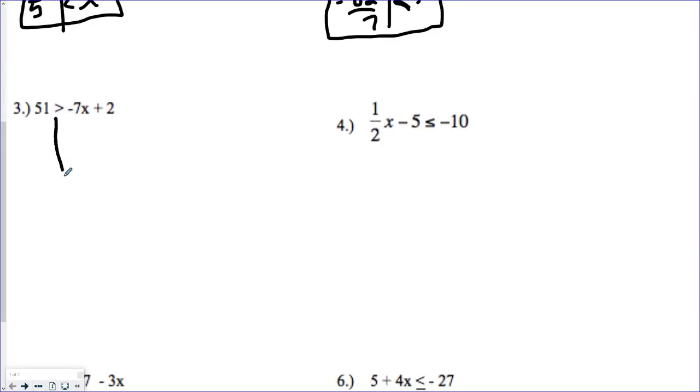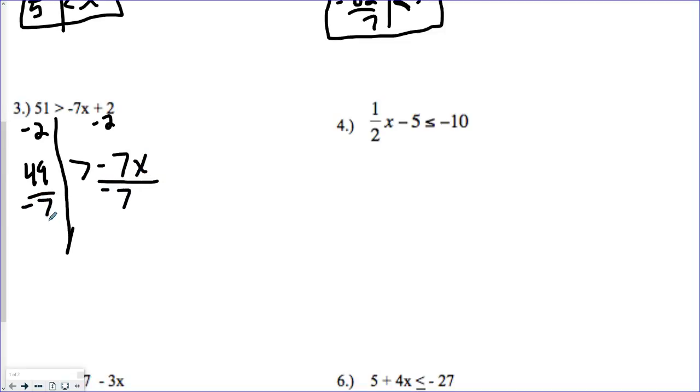For number 3, same deal. Subtract 2 first to get rid of it. 49 is bigger than negative 7x. Then we divide by a negative 7, and because I'm dividing by a negative number, once again, my sign is going to flip, and it's going to look like this. So remember, this only happens when you divide or multiply by a negative, which I did here, so that's why I flipped the sign. So the sign is now pointing this way towards the variable, the open end at least.